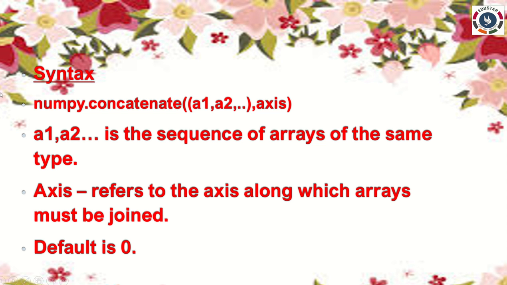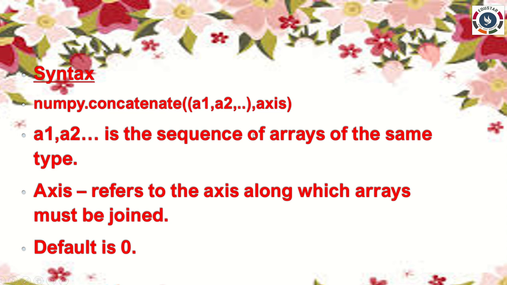Instead of numpy, we can give the alias name np. If we give the alias name np, we mention np; otherwise we mention numpy. So numpy dot concatenate, with the help of concatenate we are going to join. Here I mention the array variables: the first array variable, the second array variable, and then comma axis.